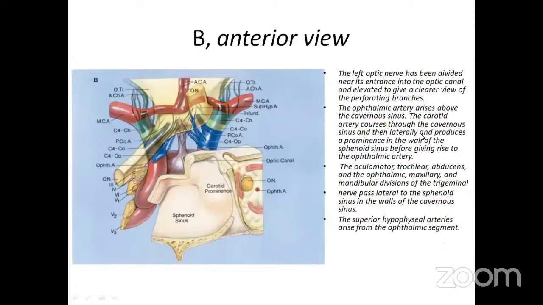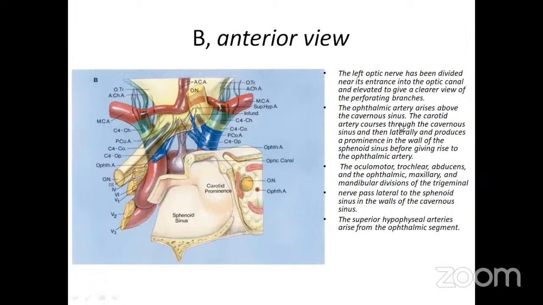This is the anterior view. Now this view is also of the supraclinoid portion of the ICA. In this diagram, the left optic nerve has been divided where it enters the optic canal, and the left optic nerve has been elevated. In this image, we can see that the ophthalmic artery arises above the cavernous sinus. This is the cavernous sinus. The ophthalmic artery arises above the cavernous sinus.